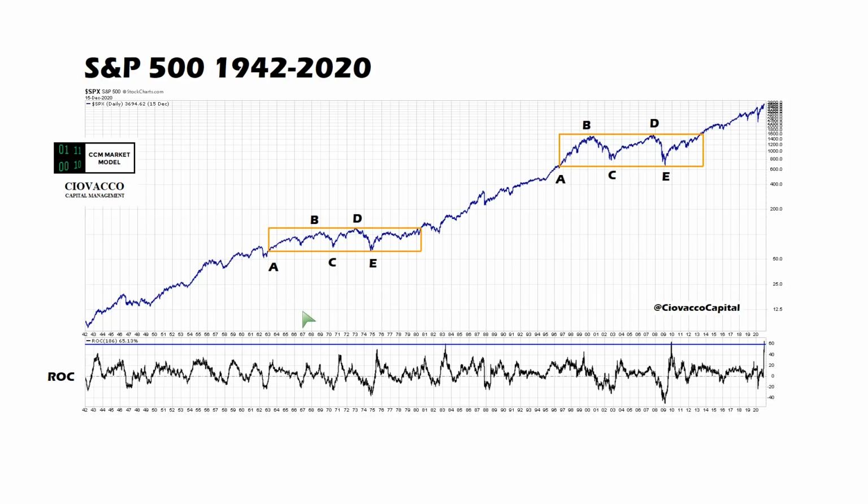Let's compare this period here to this period here. This is a 21-year period we'll be focusing on from 1996 to 2016. This is also a 21-year period, 1962 to 1982. Let's focus on the orange box first. This is where we enter the box at point A. The box goes from point A to the low at point E.